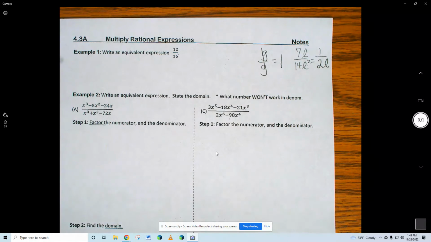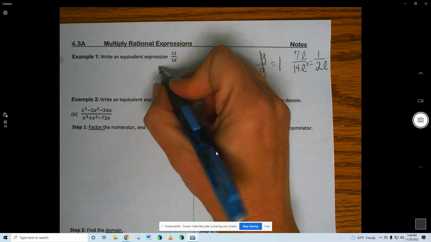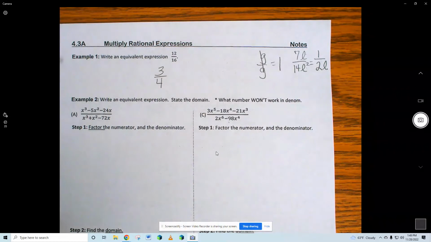So example 1, write an equivalent expression. So 12 over 16, this is what? 5th grade, reduce the fraction. What's 12 over 16? 3/4. Easy, right?